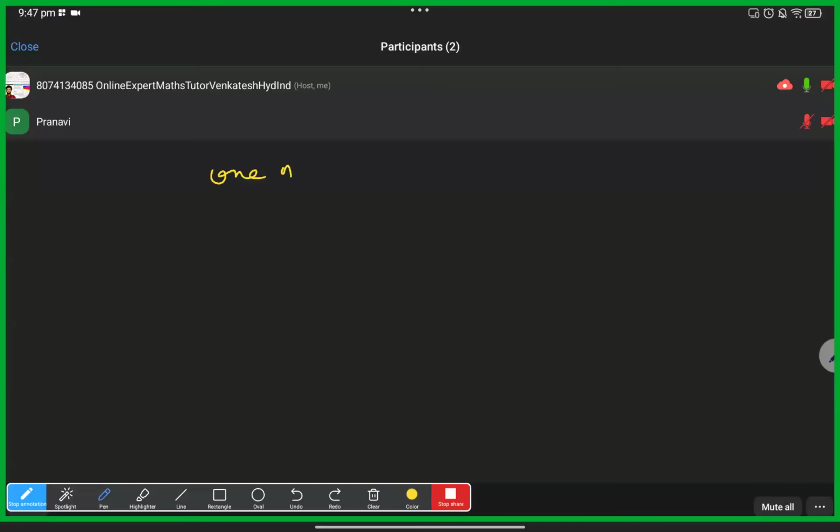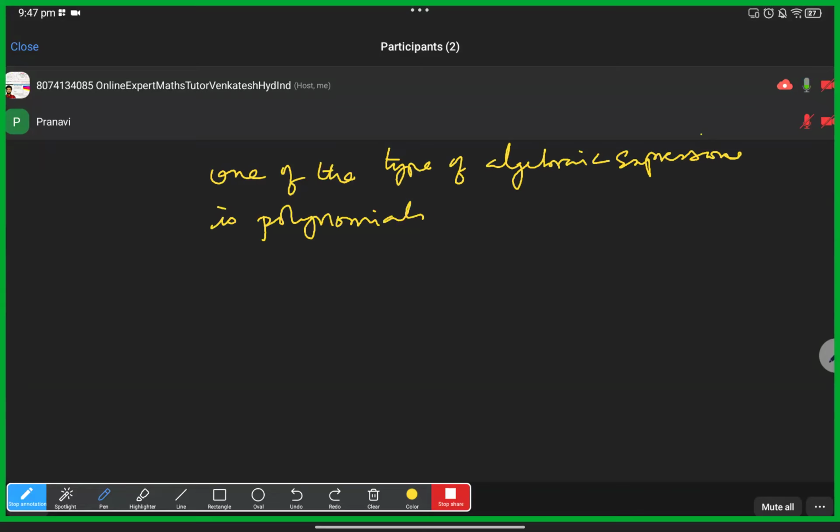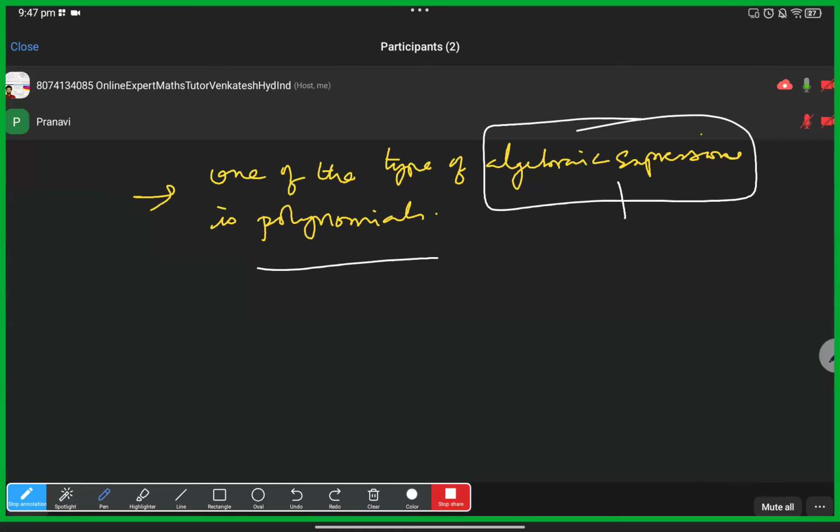One of the types of algebraic expressions is polynomials. Algebraic expressions will actually be of many types. If you have a variable inside it, automatically that will be an algebraic expression. But for algebraic expressions to become polynomials, there are certain conditions.